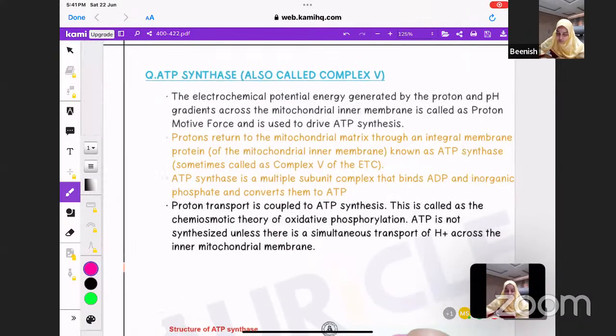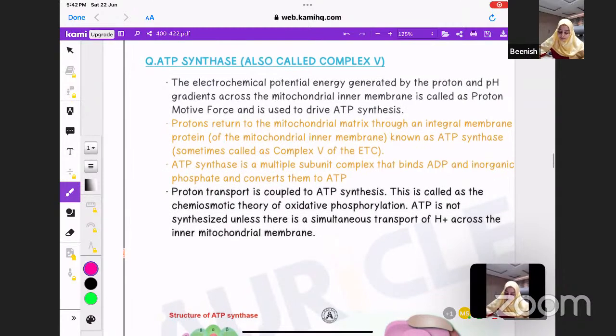Okay, moving forward, talking about complex 5 now. Complex 5 is also known as ATP synthase. So what is happening here? As protons are being pumped from the matrix into the intermembrane space, a potential gradient is being generated. This potential difference is created due to pumping of protons from the matrix into the intermembrane space, as protons accumulate in the intermembrane space, and this is known as proton motive force. This proton motive force is used to drive ATP synthesis.